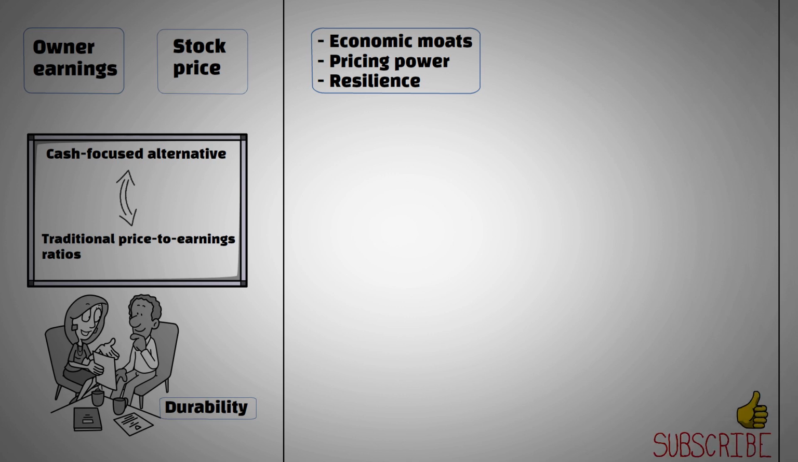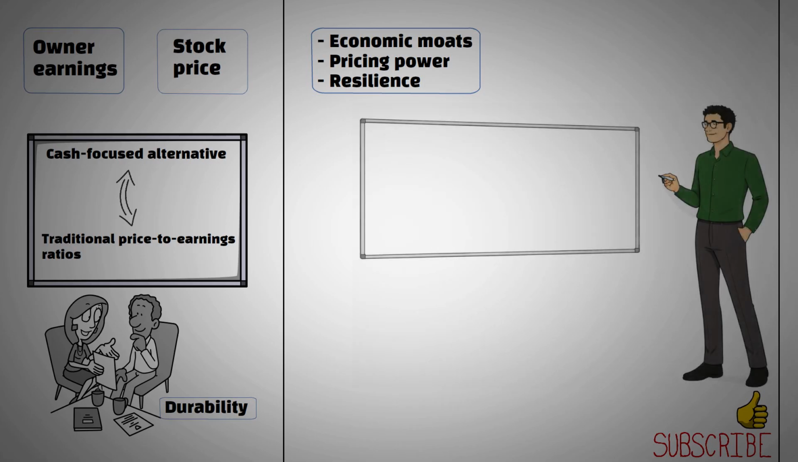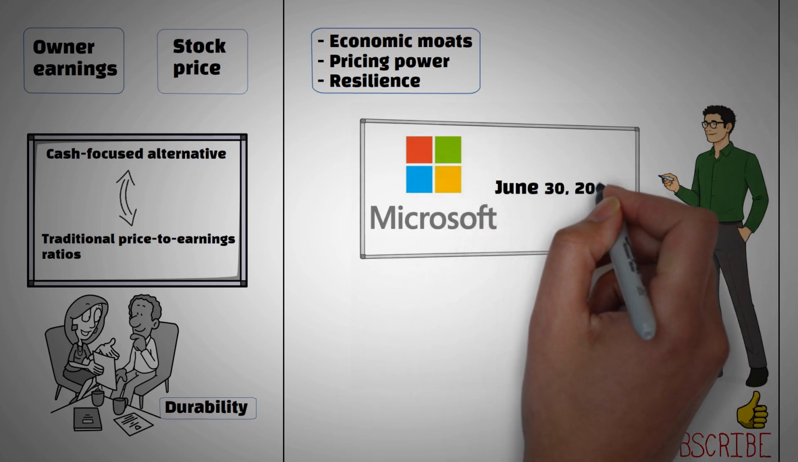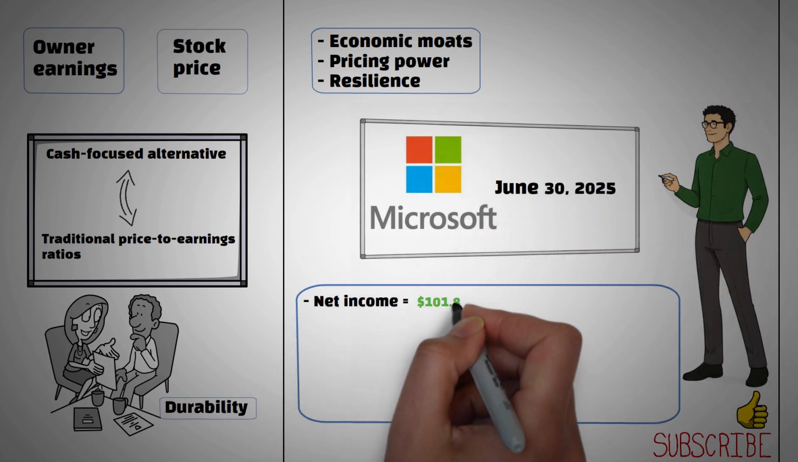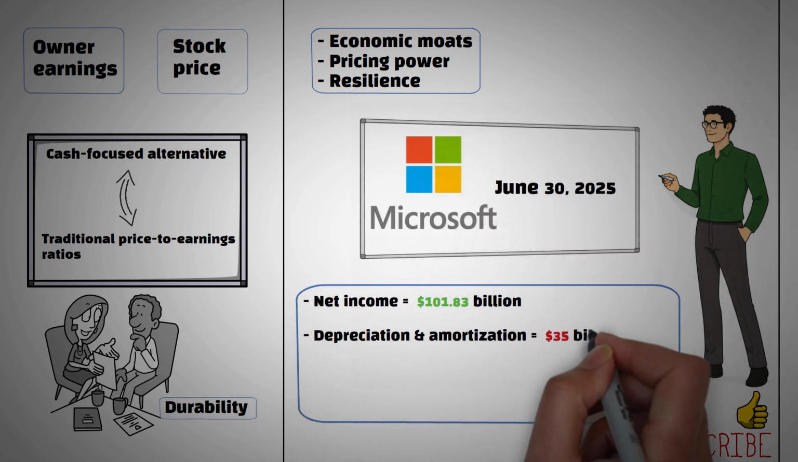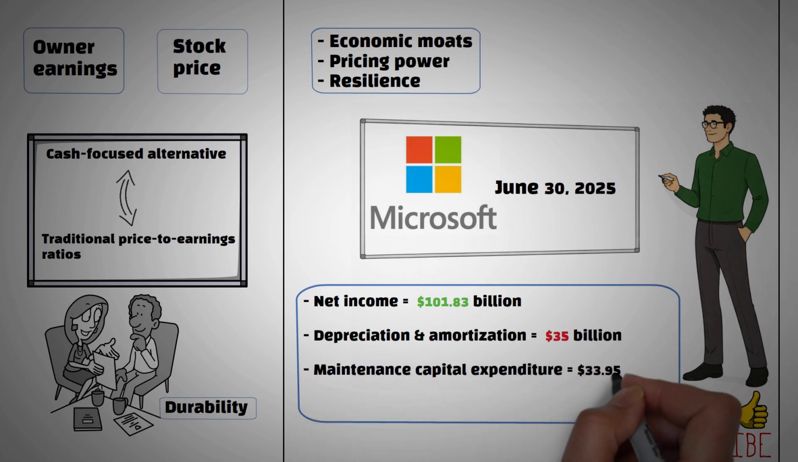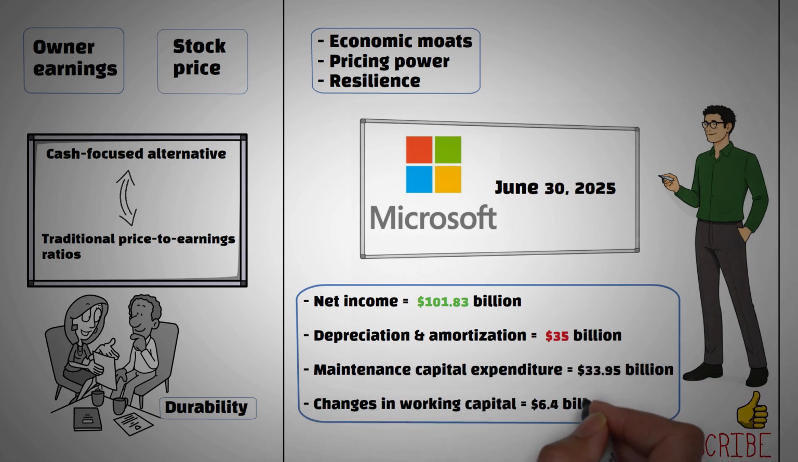Next, let's take a look at Microsoft as an example to help you understand how to apply owner's earnings. Firstly, we can see the figures here, which I've taken from Microsoft's report for the year ending in June 2025. You can see the figures for net income, depreciation and amortization, maintenance capital expenditure, and changes in working capital.